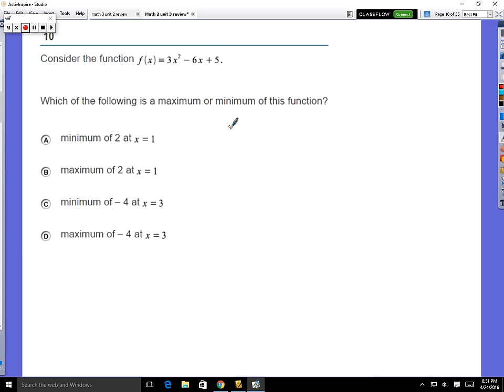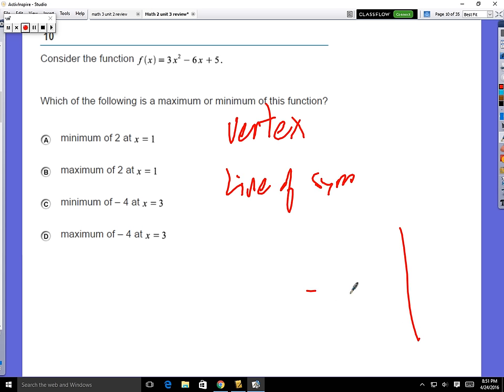To find the vertex, we want to know where the vertex is. That's that minimum. So we've got to recall this, there is a line of symmetry. Okay, we've got a graph. This dot right here, the C, that's your y-intercept. So up here at 5, we're going to have a y-intercept. Now let's find your line of symmetry. Your line of symmetry is negative b over 2a.